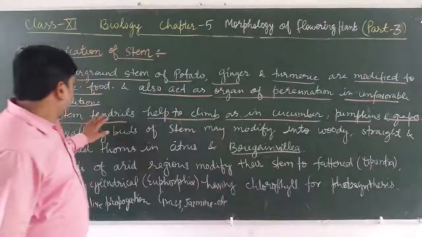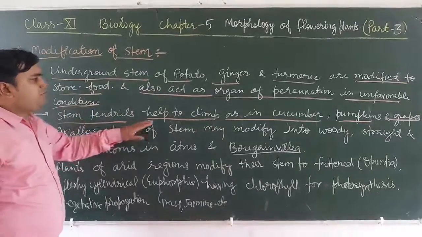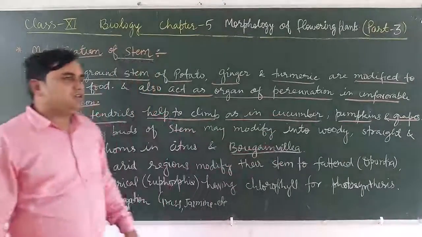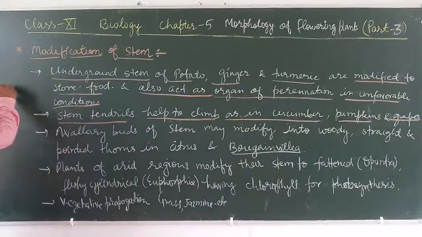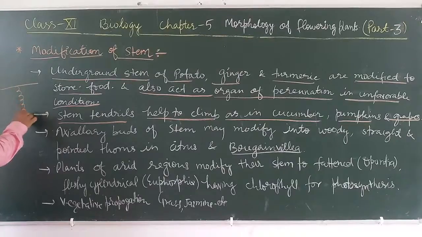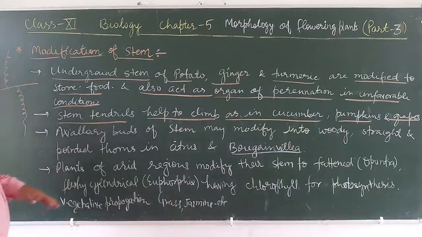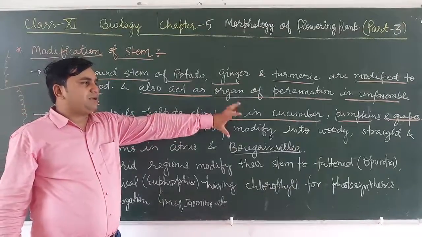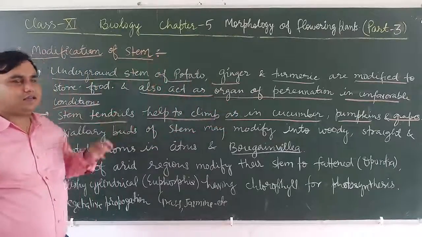Stem tendrils help to climb, as in cucumber, pumpkin and grapes. Tendrils are spring-like structures, just like this one, and they help in climbing the cucumber, pumpkin and grape plants on other plants.